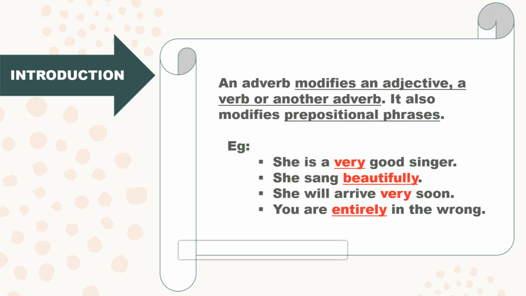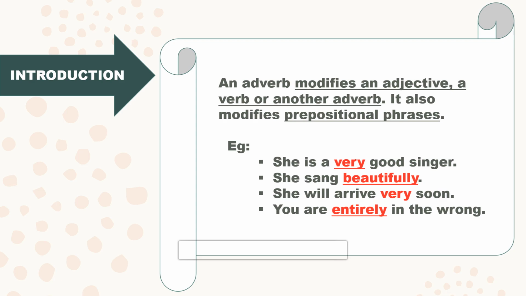Now, the third sentence, she will arrive very soon. Here you see, how soon? Very soon. So here the word very, which is an adverb, tells more about another adverb. And what is the other adverb? Soon. Now the last sentence, you are entirely in the wrong.